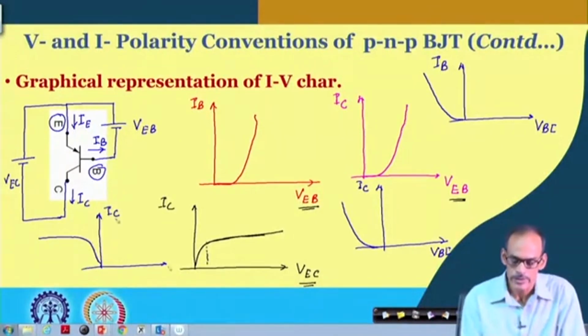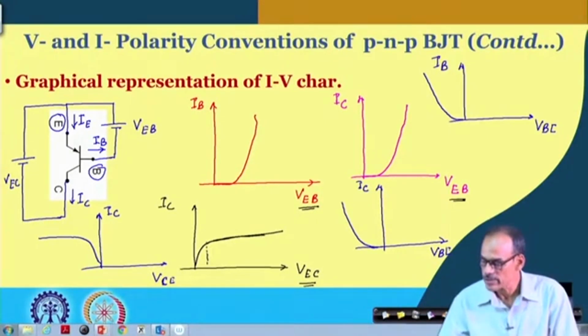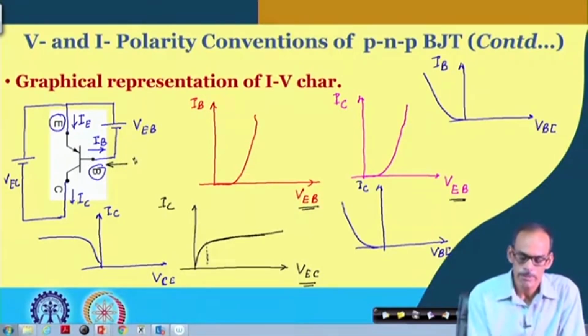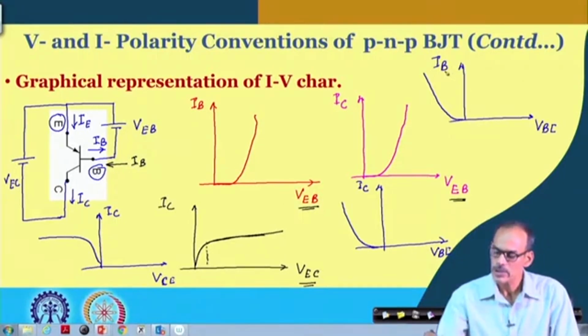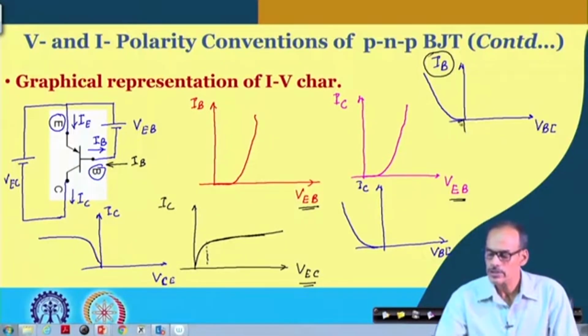And further to that, if you want to keep a similar convention for the current as well, then you need to change the polarity of this current, similar to the NPN transistor. If you change the polarity of this one, then of course these two have opposite signs. So naturally the corresponding characteristic will come to the third quadrant.